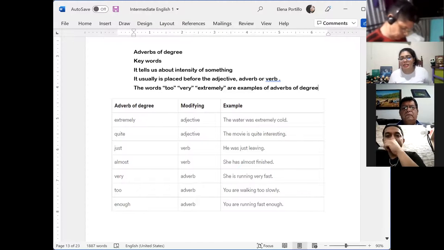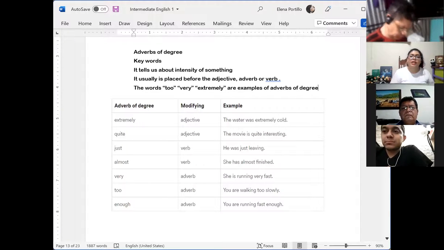Quite modifies an adjective. The movie is quite interesting. The movie is quite interesting.